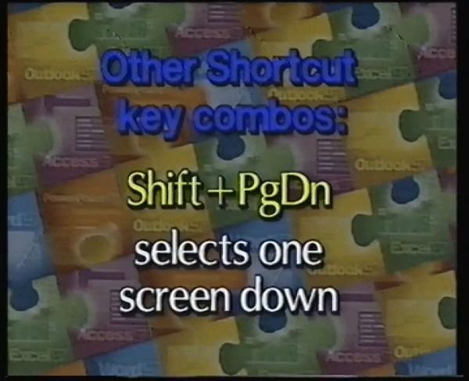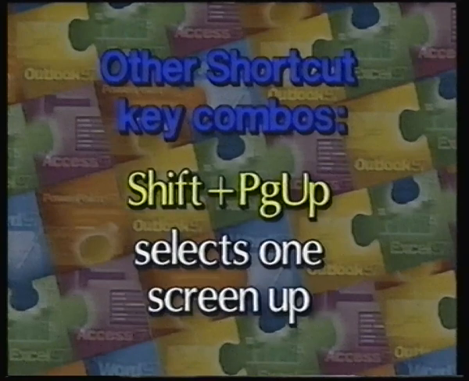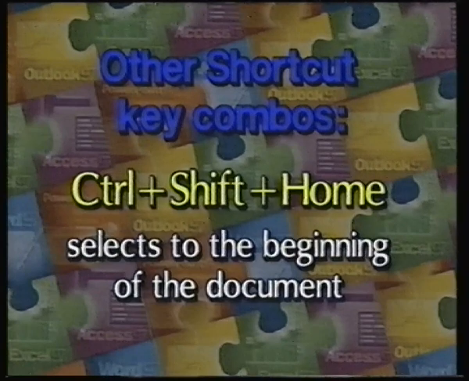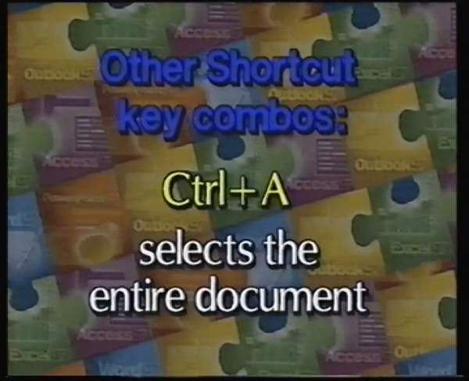Press Shift plus the Page Down key to select one screen down. Press Shift with the Page Up key to select a screen up. To select to the beginning of a document, press Ctrl plus Shift plus the Home key. To select the entire document, Ctrl plus A is the shortcut for the Select All command in the Edit menu.